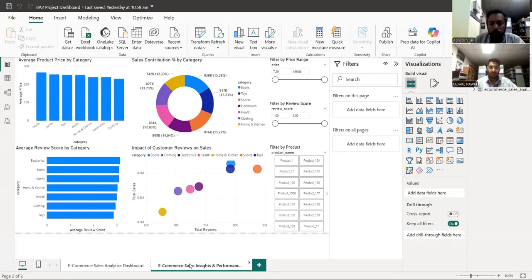Okay, the first one, the filter by product category. Here, if I select books, it will show, because books is our most sales, the total sales topping one.